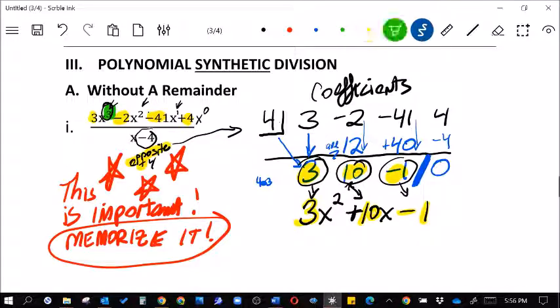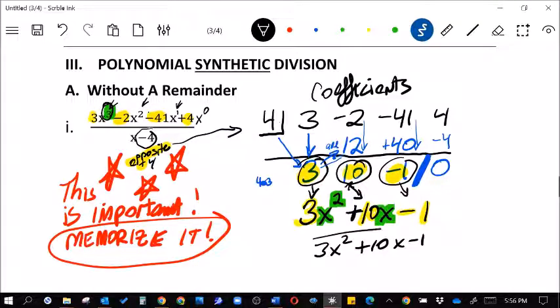And all we really have to add, we're adding the x's with their exponents. So what we get, and I want to bring back that arrow because that was what made the 12, 4 times 3 made the 12. So now let's write it out as simply 3x squared plus 10x minus 1, and that's our result, our answer.